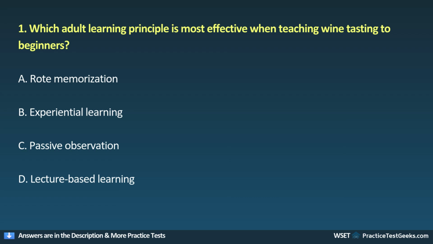1. Which adult learning principle is most effective when teaching wine tasting to beginners? A. Rote memorization. B. Experiential learning. C. Passive observation. D. Lecture-based learning.